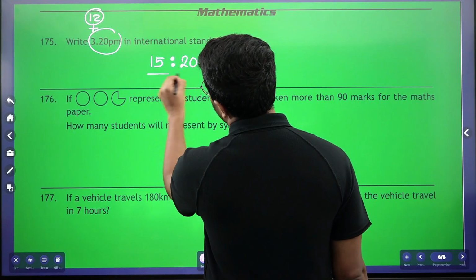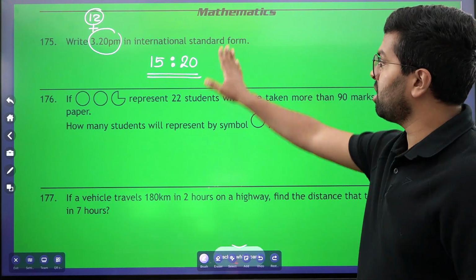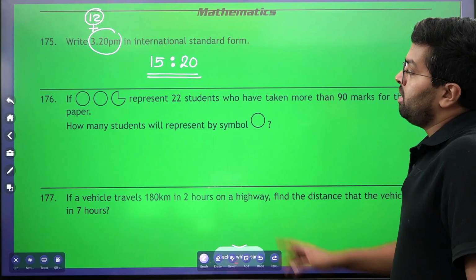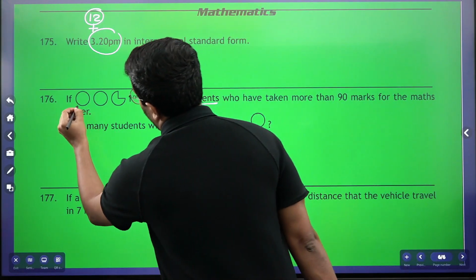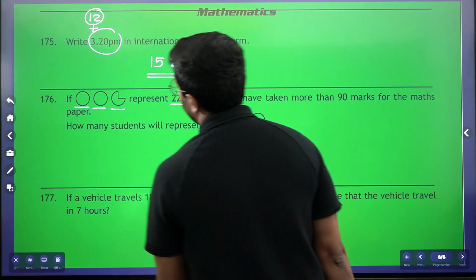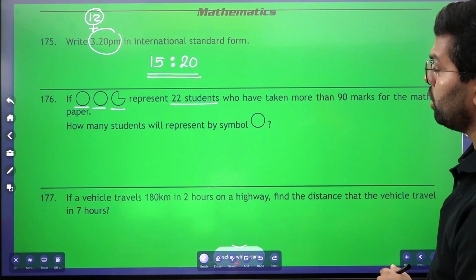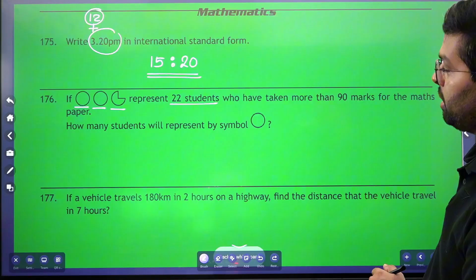So how are we reading this? 15 hours and 20 minutes. So this is how we are writing the time in standard form. This represents 22 students. Okay, we have been given these 3 symbols.